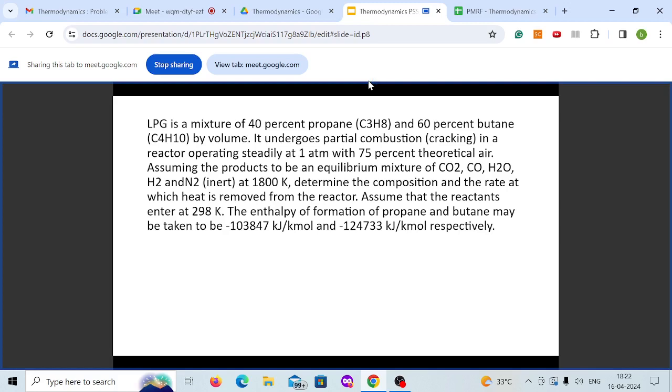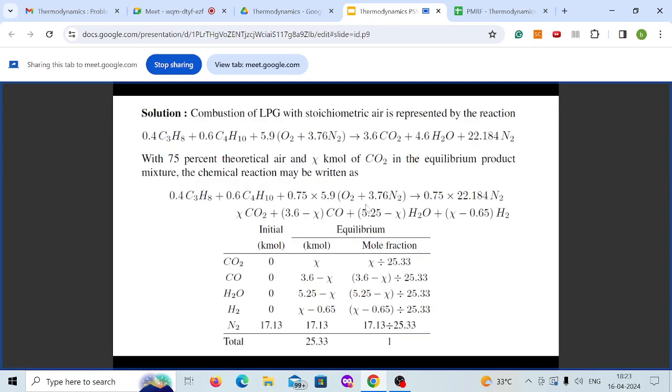So what they have said is, we have a mixture of propane and butane at 40 to 60% by volume. This mixture undergoes combustion, reacting with 75% of theoretical air, that is 75% of the stoichiometric air value. We assume that this reaction forms an equilibrium with products CO2, CO, H2O, H2 and nitrogen. We need to find the composition and the rate at which heat is removed from the reactor.